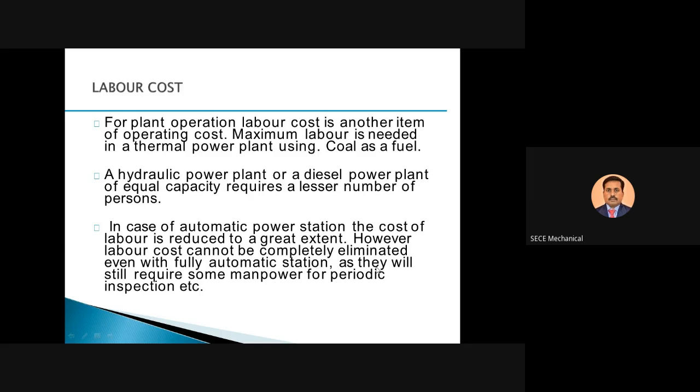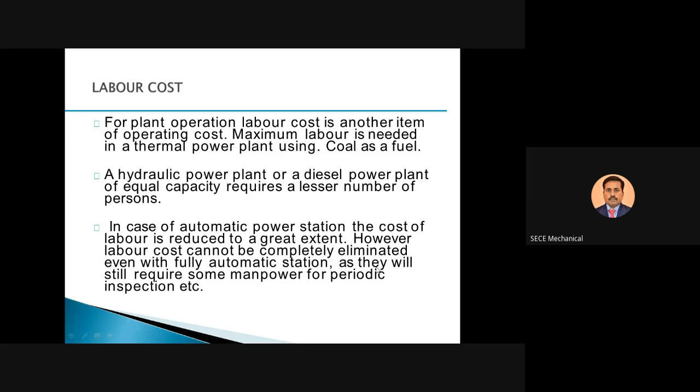Maximum labor is needed in a thermal power plant using coal as a fuel, because before the combustion, we have to treat the coal. So many people are required for preparation of coal, so the cost of labor is increasing in a thermal power plant. In a hydraulic power plant or a diesel power plant, equal capacity requires fewer persons. With a minimum number of people, we can develop the power, so we can reduce the labor cost.